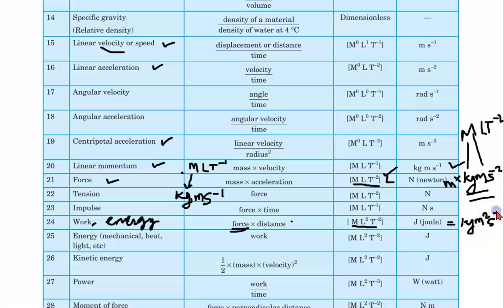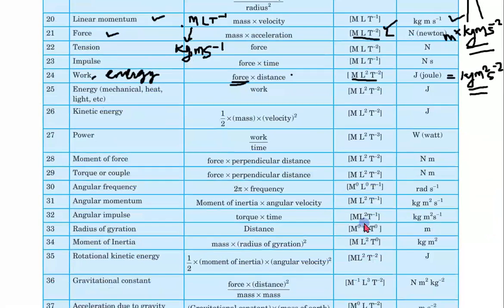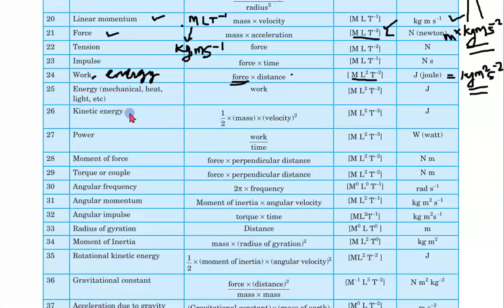per second square. Work done, whether it is kinetic energy or potential energy, its unit is joule. The joule equivalent unit is kg meter square per second square. These are their equivalents. These are their dimensions. So kinetic energy is energy, so it will be joule.